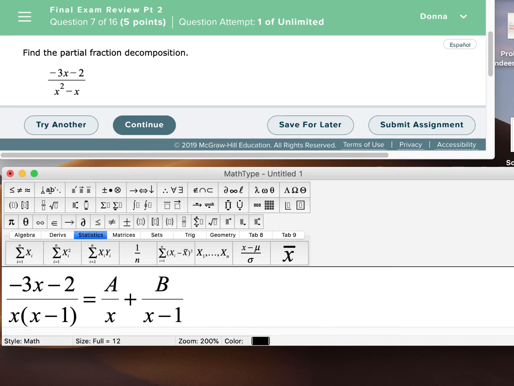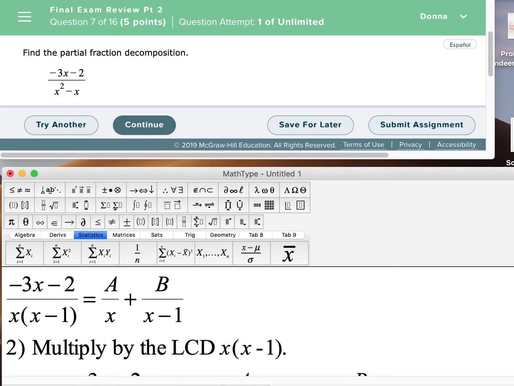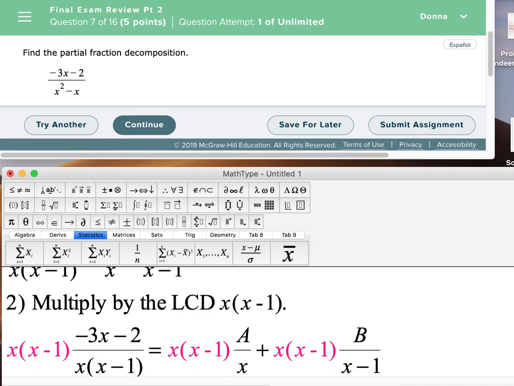The next thing that we're going to do is we're going to multiply both sides by the LCD, which is x times x minus 1. So I've color-coded it so that the x times x minus 1 is multiplied on the left, and to each term on the right, I've used the distributive property. The next thing we're going to do is cancel the common factors, and that's the purpose of multiplying by the LCD, to change the rational equation to an equation that no longer has denominators.